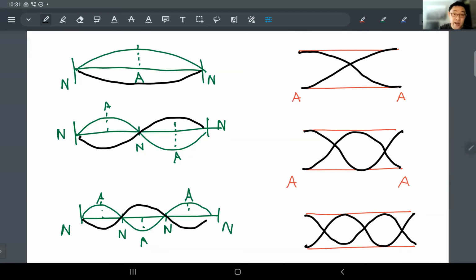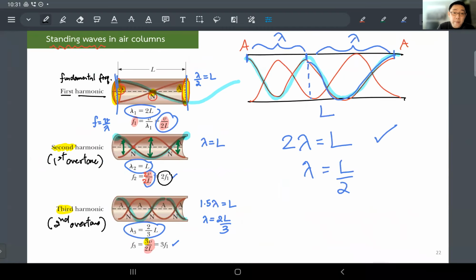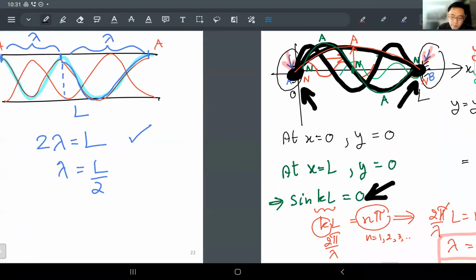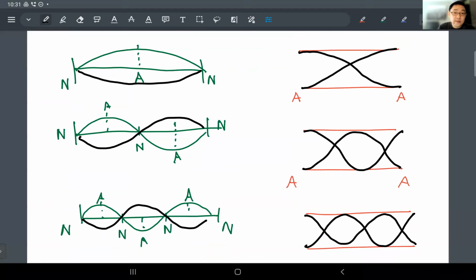Yeah, because with strings, when you fix both ends, that's guaranteed that you're always going to have nodes at both ends. Cool. So we pretty much complete all 3 cases. Open tubes, I mean, open at both ends, one open one closed tube, and both ends closed. Or I mean, a string. Yeah. Cool. All right, but you use the same techniques.